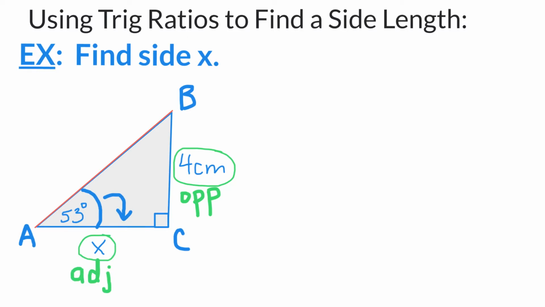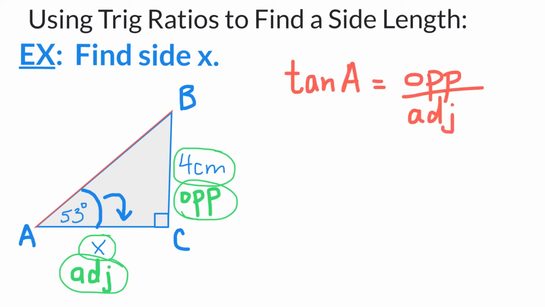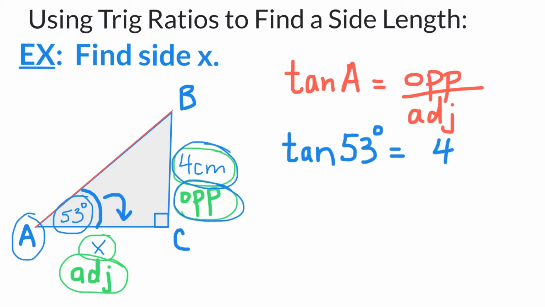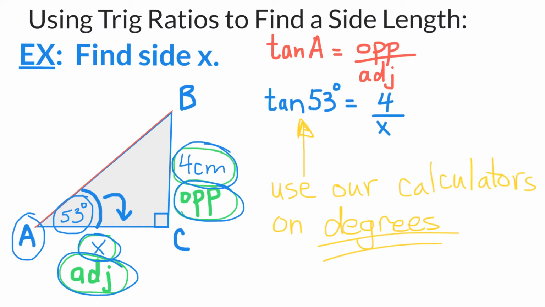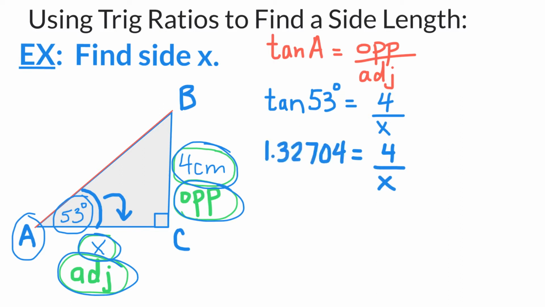The only trig ratio that relates opposite side and adjacent side is tan. Now we plug in the numbers that we are given. So tan 53 degrees equals 4 over x. Let's find tan 53 on our calculators, which is 1.32704. Remember this number as a fraction over 1.